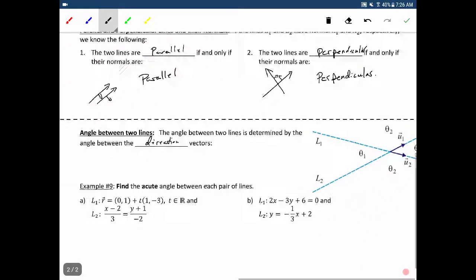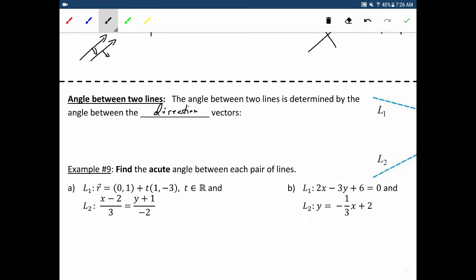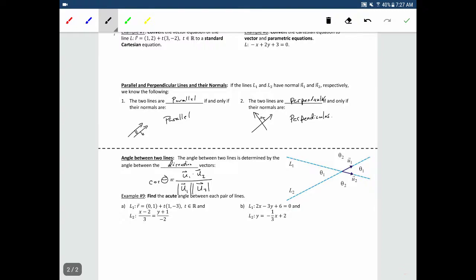So the equation we're going to use to find this is just going to be cos theta is equal to, and we're going to take the two direction vectors. So we're going to have u1 dot u2 over the magnitude of u1 times the magnitude of u2. And there we go, and that's it. So that's how you would find it.